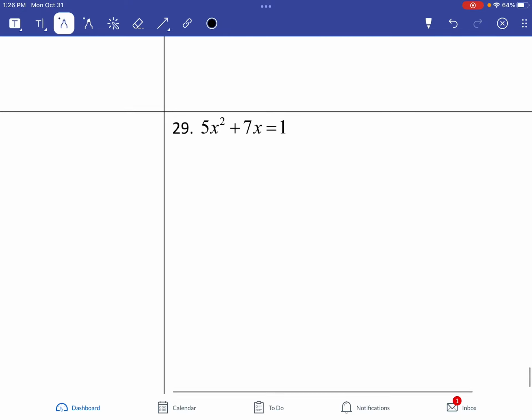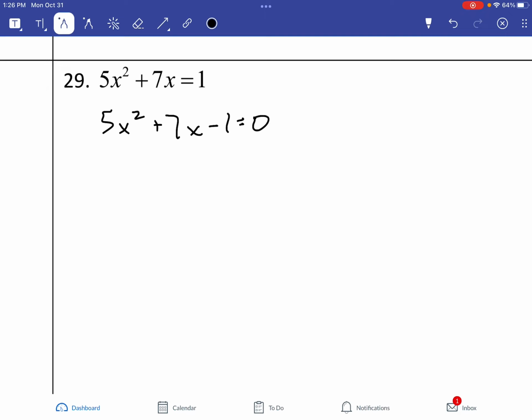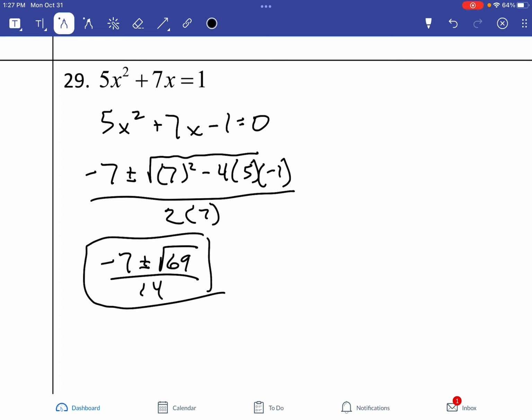And lastly, here. In this case, we have to get the 1 to the other side. So we have 5x squared plus 7x minus 1 equals 0. I'm feeling this isn't factorable because negative 5 doesn't have 2 factors that can add up to be positive 7. So putting this in the quadratic formula, we're going to get the opposite of b plus or minus the square root of b squared minus 4 times a times c, all over 2 times a. So we're going to have negative 7 plus or minus. Now inside the square root sign, we're going to have 49 plus 20, which gives you the square root of 69 over 14. And that can't be reduced, so that's good.